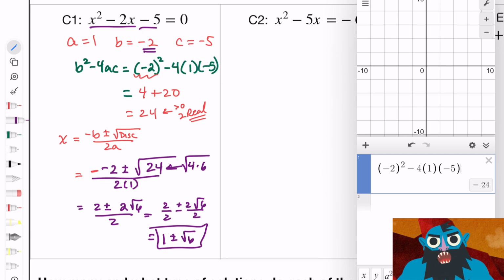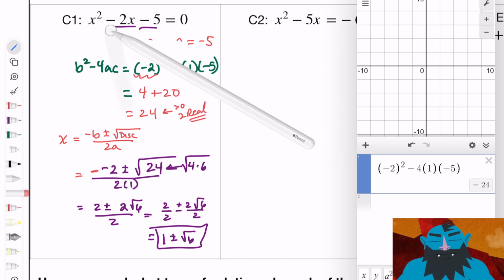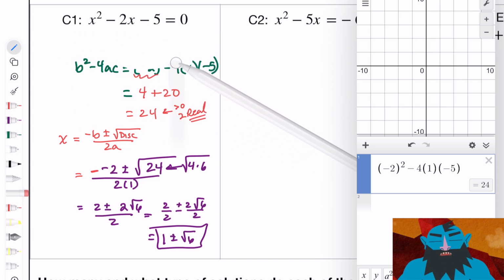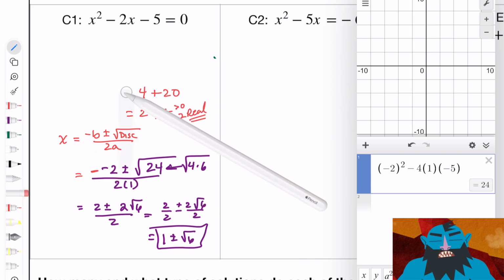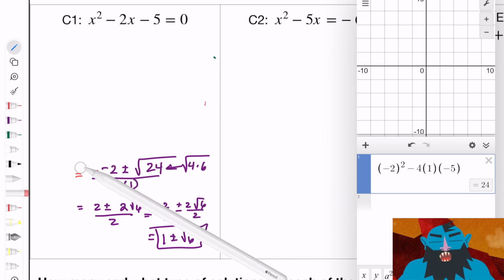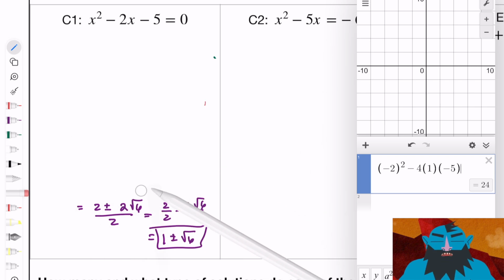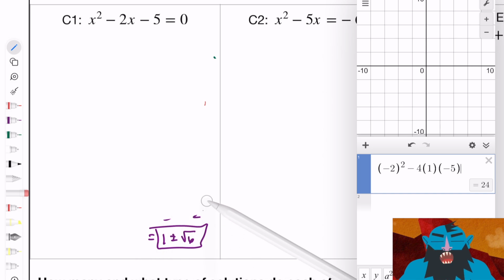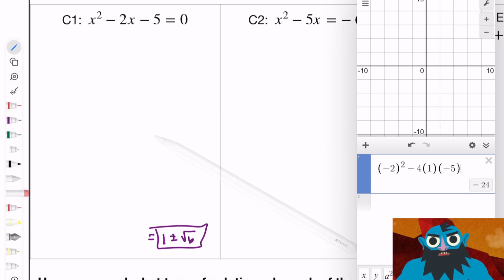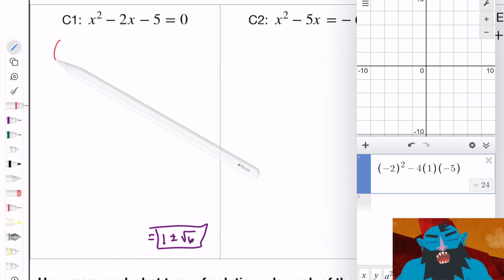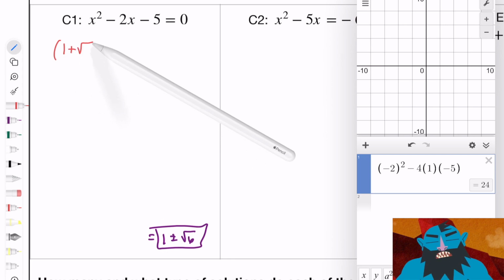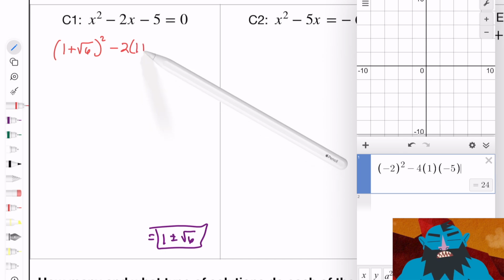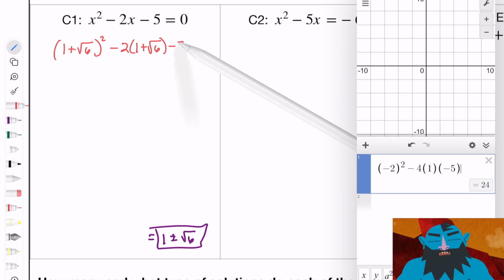Okay. You can fast forward if you want to through this next little thing here, but I am going to prove real quick that these 2 answers do indeed work. I'm going to erase all my stuff. I'm just going to grab those 2 answers down there at the bottom, and I'm going to test them. 1 plus root 6. There's my first answer. I'm going to square it, minus 2 times 1 plus root 6, minus 5 has to give me a 0. Let's find out if it does.